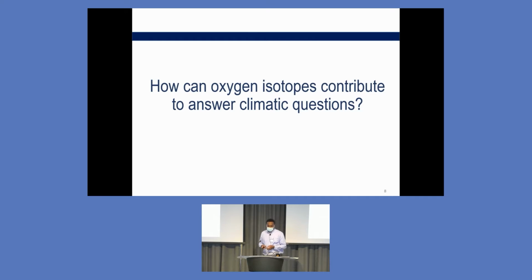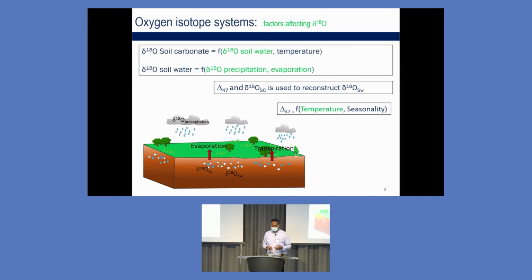That's where the idea of oxygen isotope geochemistry comes in to answer some climatic conditions. What will be the contribution of this isotope? So we need to understand how the system works in terms of oxygen isotope. So the system, the formation of the soil carbonates represented by the white circles, is dependent on the soil water, the water we are going to find within the soil, and also the temperature during that time of formation. The measurement we are going to get from those carbonates will be the delta 18O of the soil carbonate.